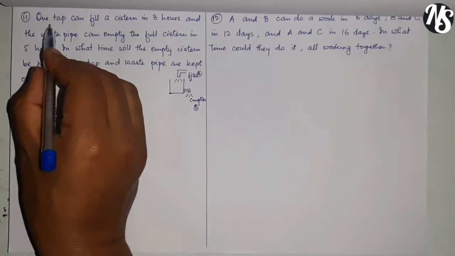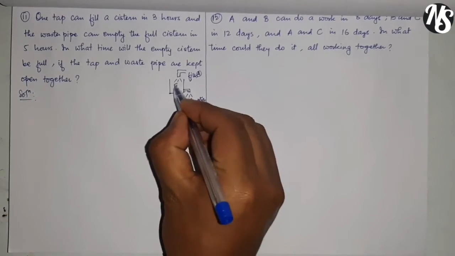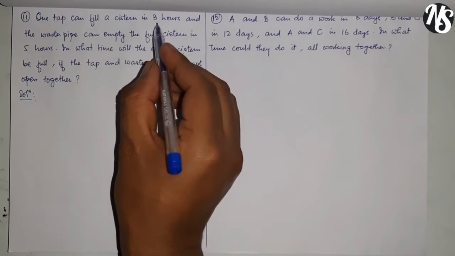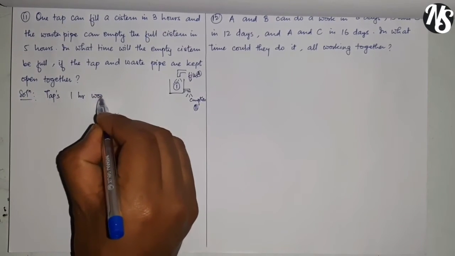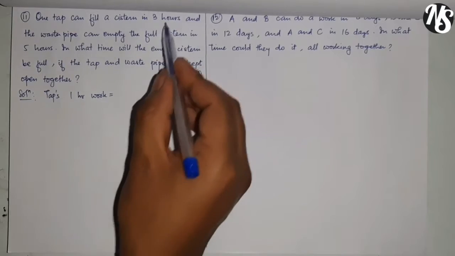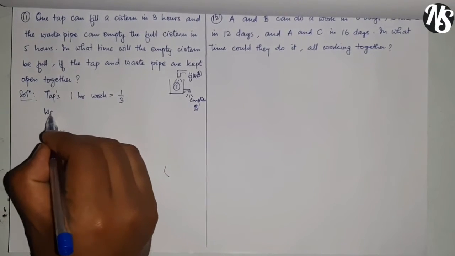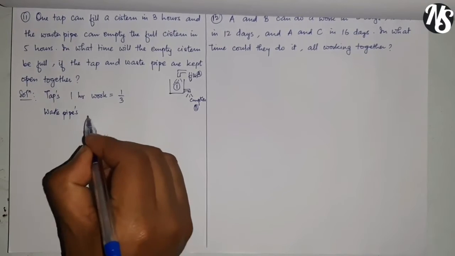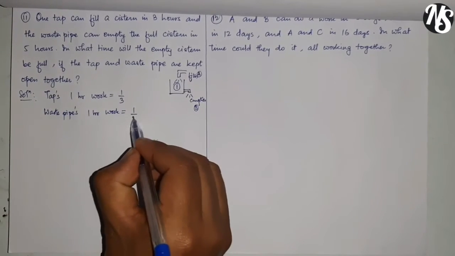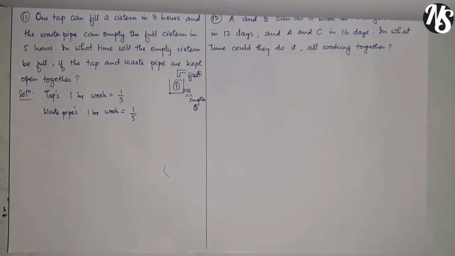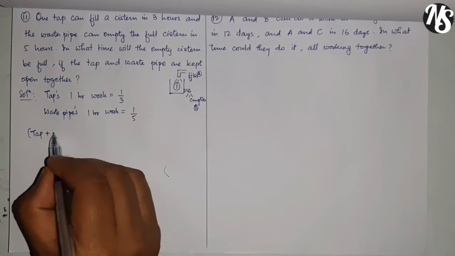Okay, fine. So if the tap fills the cistern in 3 hours, the whole cistern is treated as 1, remember. Let's see the tap's 1 hour work. Earlier we used to find 1 day work, but this time you have to find 1 hour work. So it's going to be 1/3. Now let's see the waste pipe's 1 hour work. It's going to be equal to 1/5.